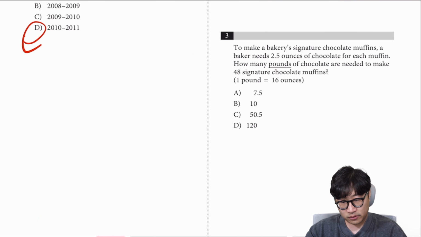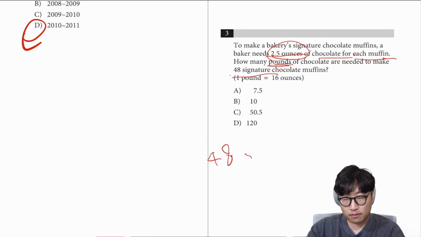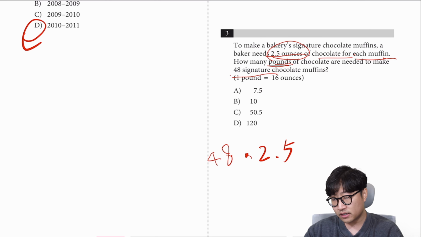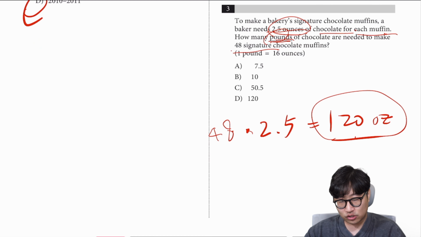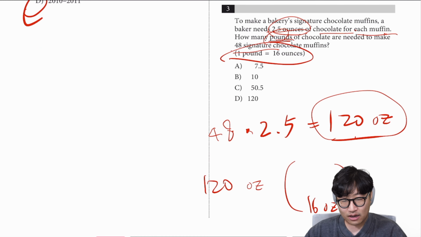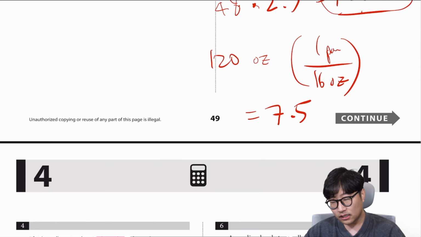Number 3, to make a bakery signature chocolate muffin, 2.5 ounces. How many pounds to make 48 signature chocolate muffins? So each muffin's got 2.5 ounces. So if you got 48 muffins, go ahead and multiply that by 2.5 because each needs that 2.5. And when you do that, you get 120 ounces. Well, that is not in pounds yet. So just grab that 120 ounces and use the conversion they gave you. 16 ounces is 1 pound. So if you just divide that by 16, then you are going to get 7.5. Answer choice A.